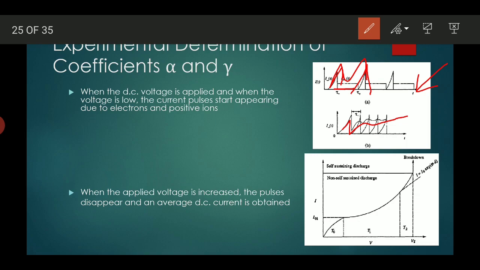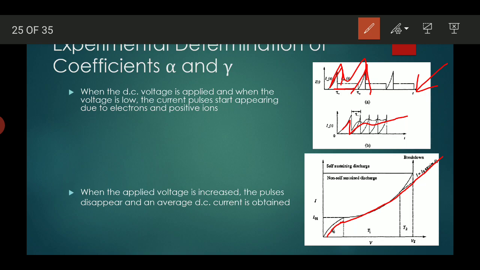You can see in this figure, where I is plotted with respect to the voltage. Initially, when the voltage is low, you can have a pulse and the current increases, and then goes like this, and slowly as the voltage increases, the current becomes uniform. So when the applied voltage increases, the pulse disappears and the average DC current is obtained.